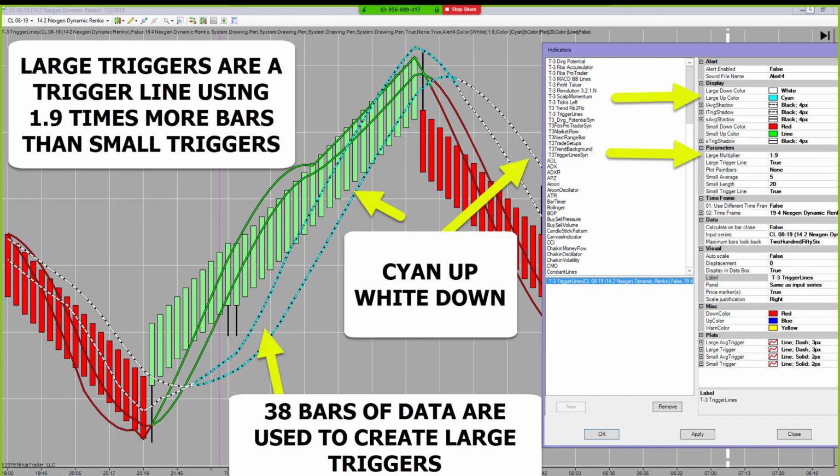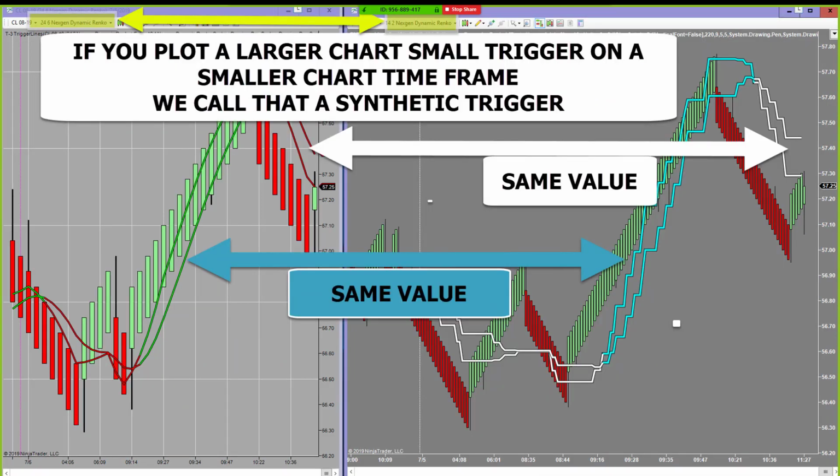What we want to see, and this is where we use all of our multiple time frame charts, is that we will actually plot a small trigger line from a really big chart, and we will superimpose that value on a smaller chart. And we name it a synthetic trigger. Synthetic fibs come from another chart, synthetic triggers come from another chart, and it's not tricky. It's a small trigger line from a large chart superimposed on a smaller chart.